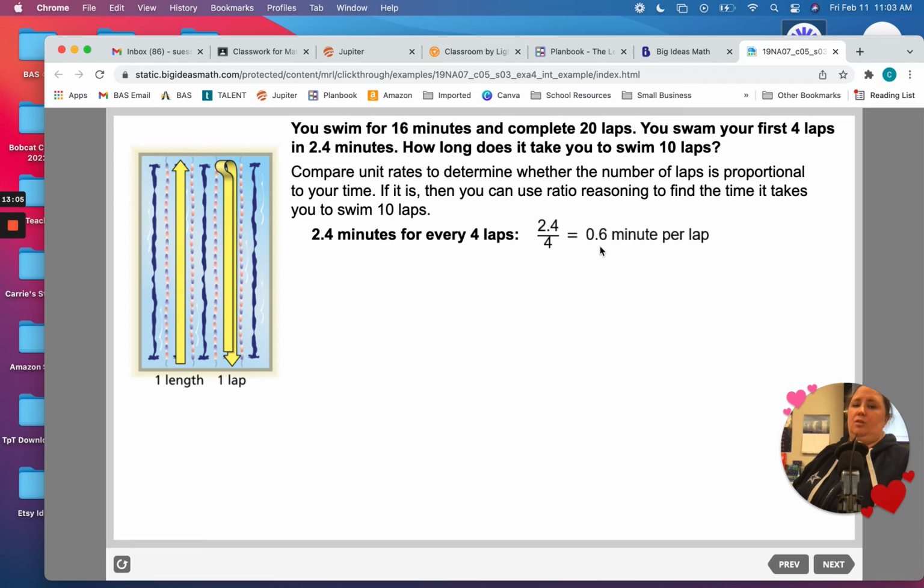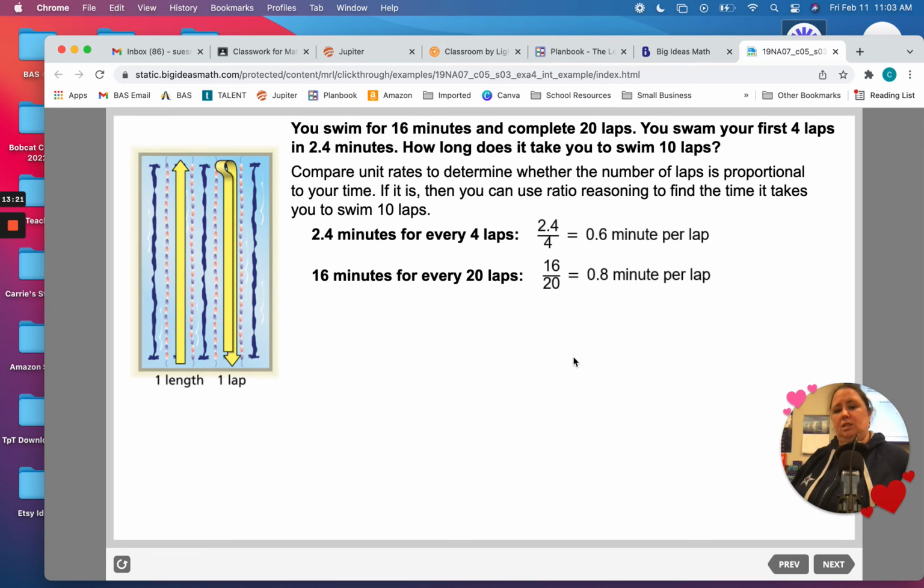So they're asking you how many minutes does it take you to swim 10 laps? So how would I solve that? This is 1 lap. I want to know how much for 10 laps. You multiply by 10. We're going to multiply it by 10. They're doing another 16 for every 20 laps. You should get the same. 0.8. 16 for 20.